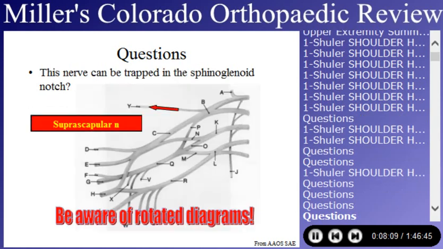What nerve can be trapped in a spinoglenoid notch? Remember how I told you one of the things they like to do is flip your diagram? That's why I included this. They just flip the diagram. Preclavicular nerve branch, which one? Why? Suprascapular nerve. Be aware of rotated diagrams.